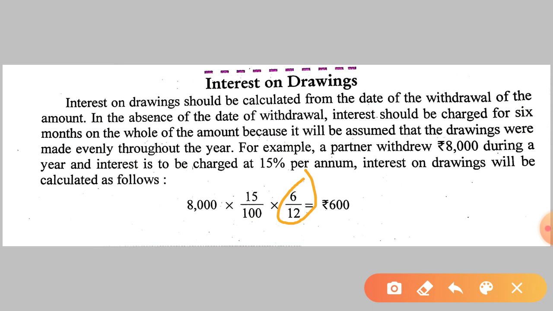What is the formula? Amount of drawing into rate into time period, that is 6 by 12. In the absence of any further information, we will always take 6 by 12. See, here only two things were mentioned: 8,000 during the year and the rate is 15%. So this 6 by 12 is normally calculated because it is during the year.